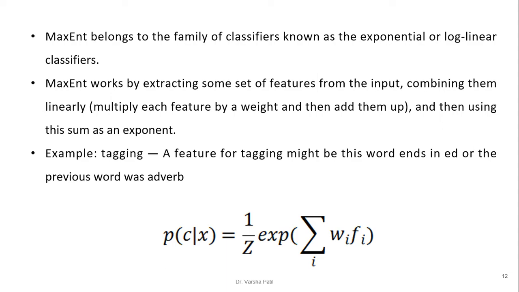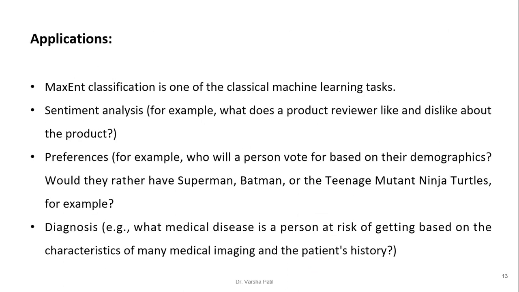Now this is the formula for the maximum entropy model. Probability of C given X. Here C is our classes, that is, the part of speech tag which we want to determine for the observed word, and X is our observed word. So probability of C given X is equal to 1 by Z, where Z is a normalizing constant, times the exponent of the summation over i of Wi Fi. This formula will not be clear on this slide, but when I explain it in detail with the example, it becomes very easy to calculate and very simple to understand.